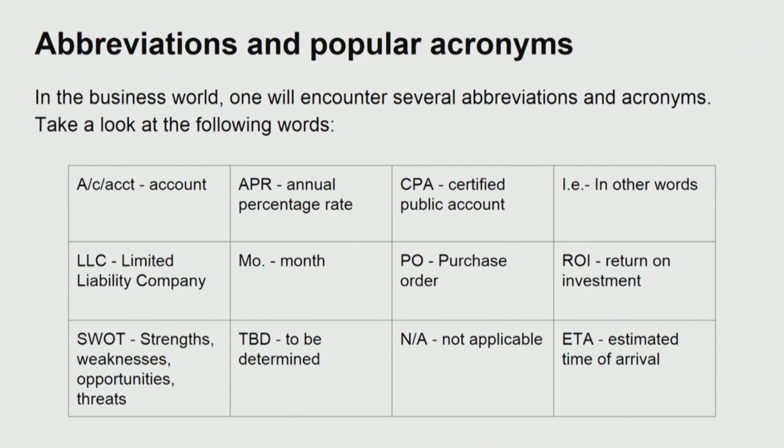Look at the slide here. Abbreviations and popular acronyms. Please look at the slide here. Several abbreviations and acronyms are used in the world of business: account, limited liability company, strengths, weaknesses, opportunities, threats, annual percentage rate, to be determined, certified public account, purchase order, not applicable, in other words, return on investment, estimated time of arrival. These are very commonly used acronyms.